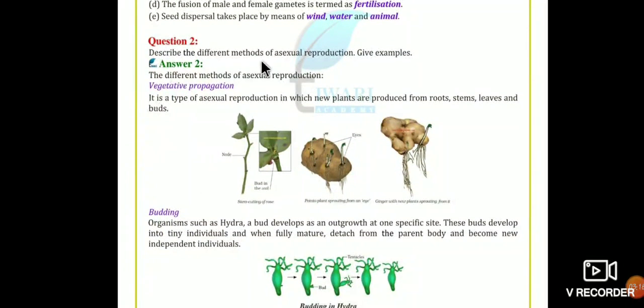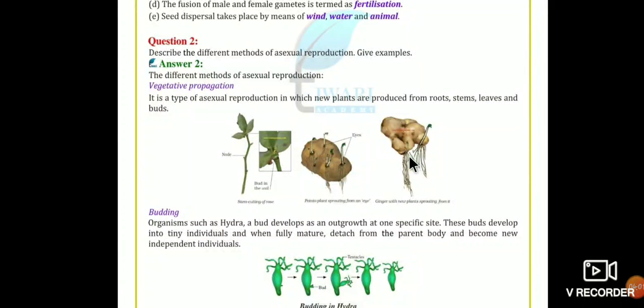Question number 2: describe the different methods of asexual reproduction, give examples. That means we should list out the methods of asexual reproduction. The first one is vegetative propagation. It is a type of asexual reproduction in which new plants are produced from roots, stem, leaves and buds.